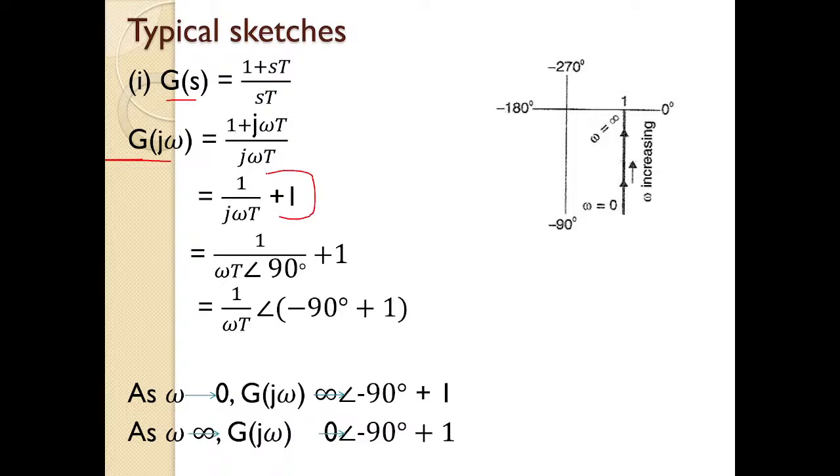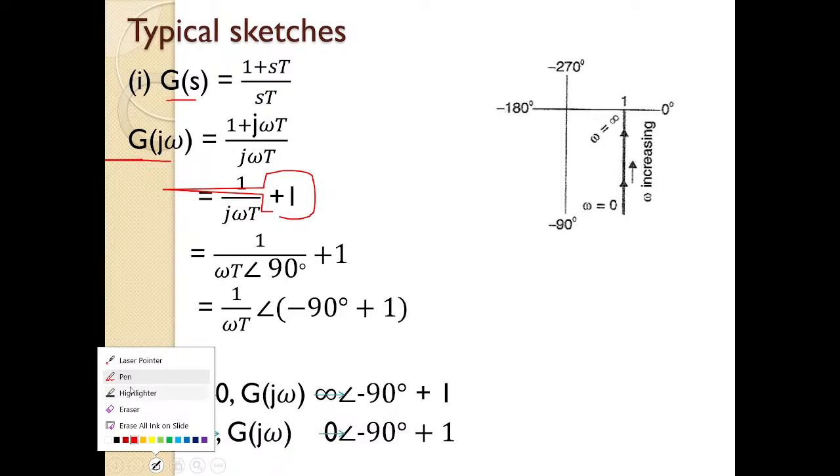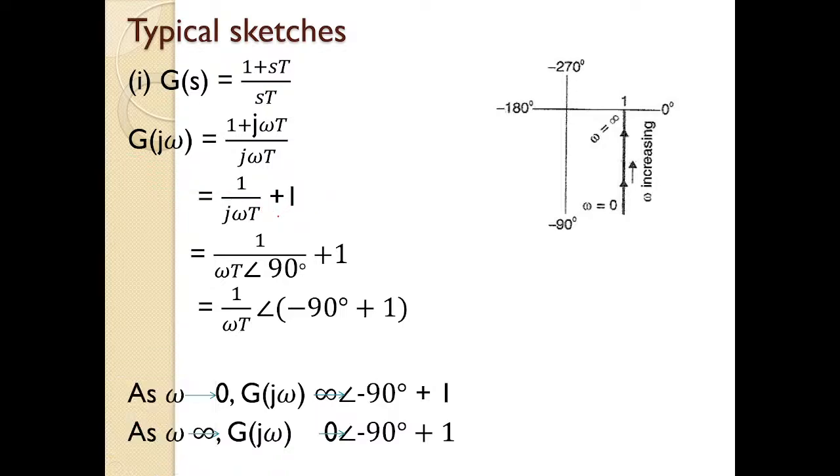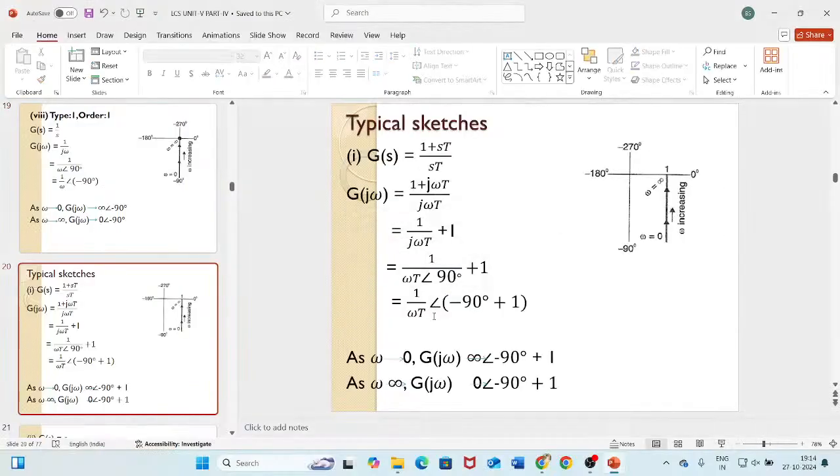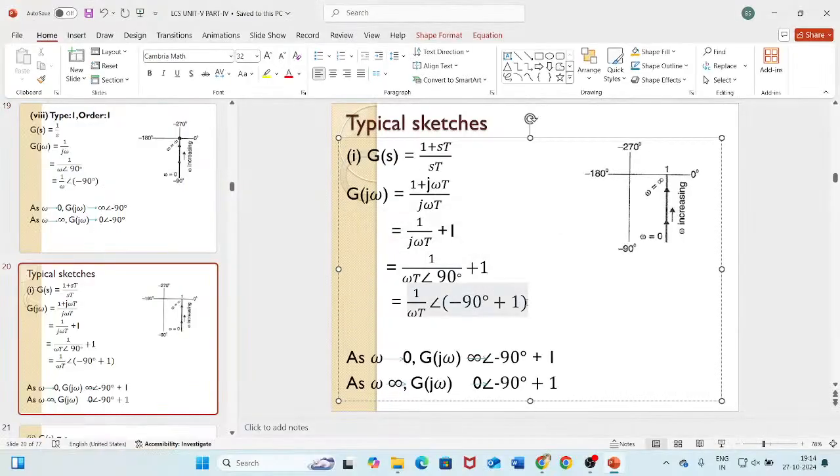So see here, till now we didn't get such a case. Plus 1 is there. So here 1 by j omega t is there. Determine the magnitude for that and phase angle for that. So here this bracket is not there. This is it.